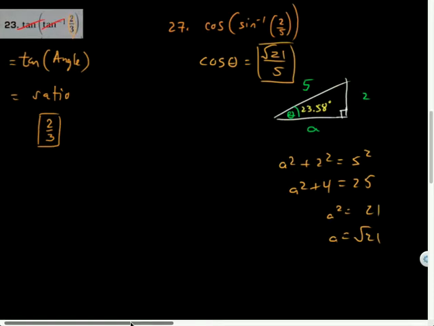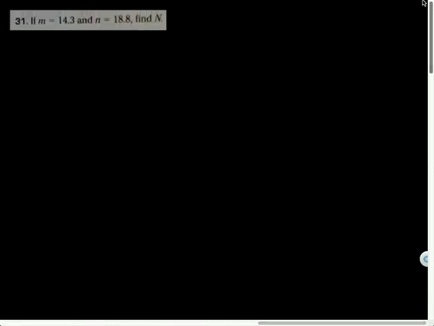So let's look at the last question, 31. They gave us a picture of a triangle. Let's see. I'll just redraw it here. Wobbly triangle. That's fine, though. So it's triangle MNP.